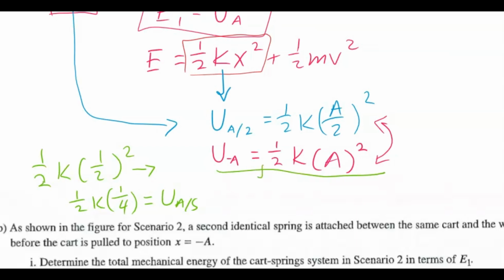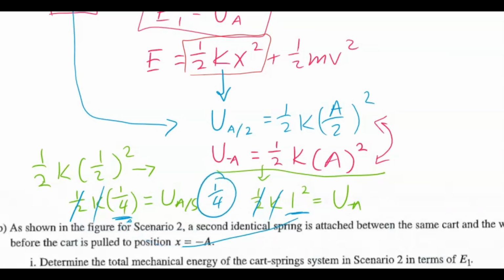And for this one over here, 1/2 k and then 1 squared. 1 squared is just 1, so we can keep it like that. That is equivalent to our original maximum spring potential energy. Now if we compare these two, the 1/2 cancels out on both sides, the k's cancel out on both sides, and we're left with 1 versus 1/4. So to get from our original 1 to our new one is a factor of 1/4.